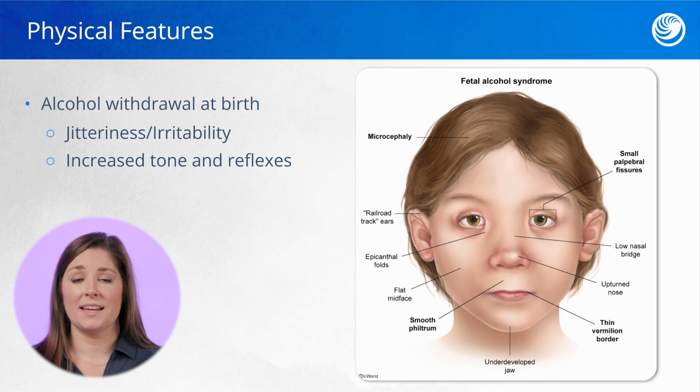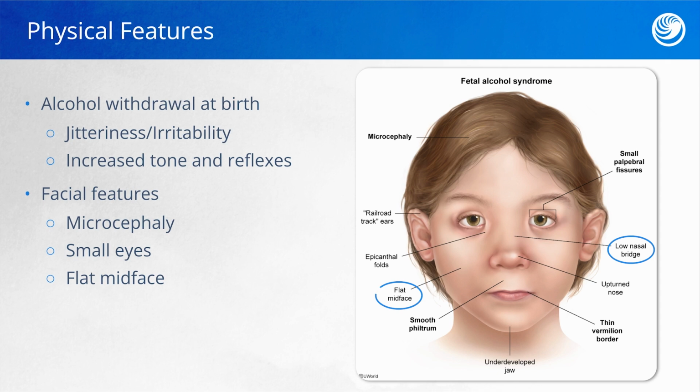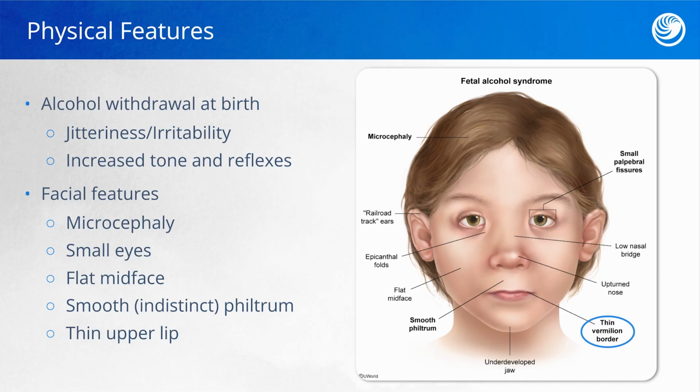There will also be an abnormality in the facial features. So just make sure you think of smooth and small. As you can see in the illustration to the right, the client will have microcephaly or a small head. They'll also have small eyes. They'll have a flat midface, and this is due to that low nasal bridge, as well as a smooth philtrum or a lack of indentation on the upper lip. Their upper lip will also be very thin.